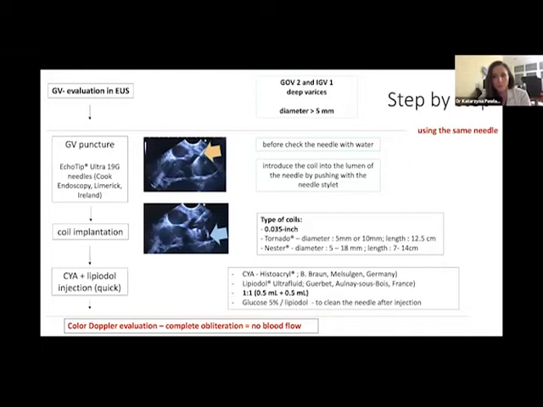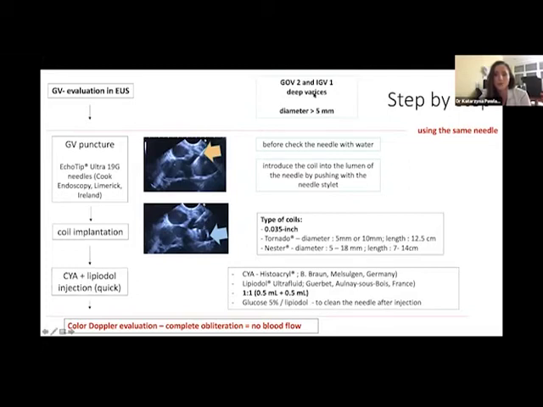And how to perform the procedure step by step. We're using only one type of needle. And we should first look at the evaluation in EUS, because sometimes when you perform the assessment with EGD only, we perform a second look with EUS, and then we can observe that the gastric varices are smaller in EUS than in EGD, so they are disqualified for this type of treatment.